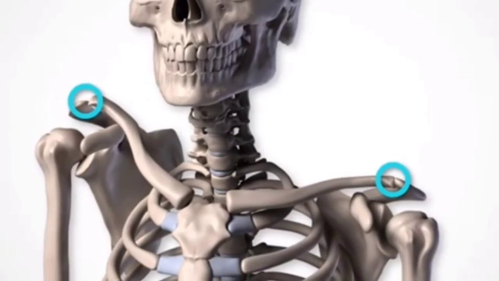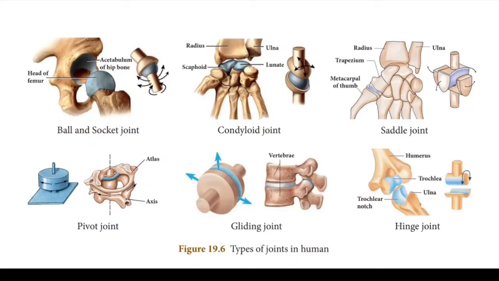Okay students, in this class we discussed the types of synovial joints. In the next class we will discuss the skeletal system of our body.